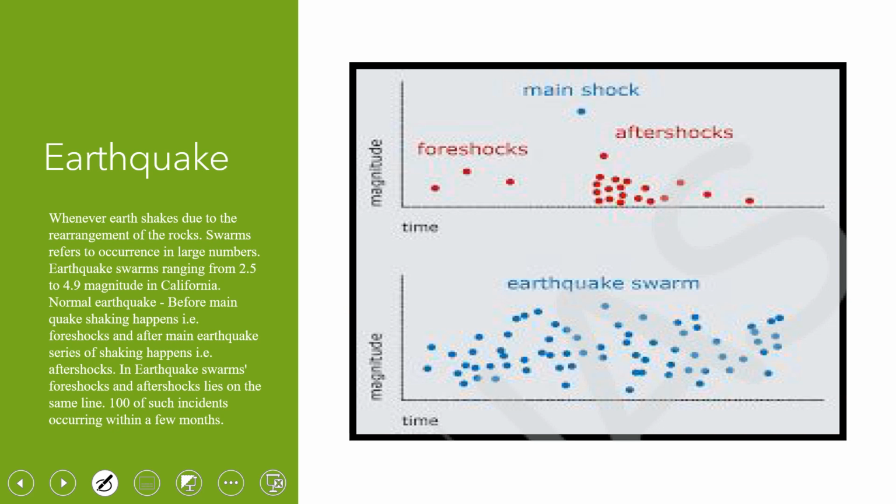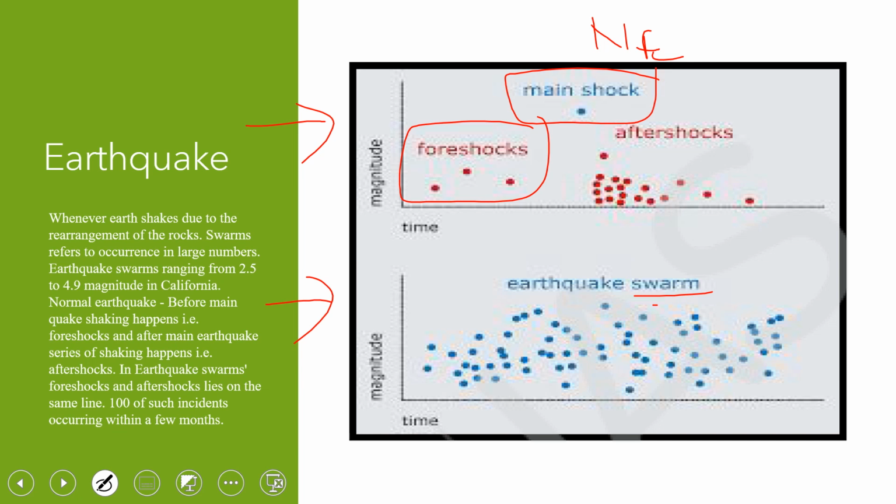in this slide we can see two graphs. The first graph denotes the normal earthquake, and the second graph denotes the swarm earthquake. In the normal earthquake, before the main shock comes, there are foreshocks, and then we receive the main shock, and after the main shock we receive aftershocks.